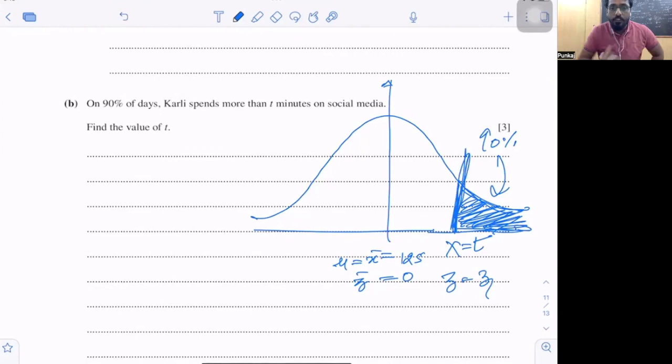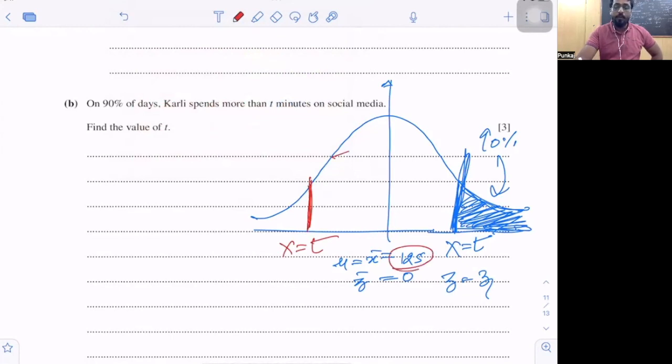Definitely ahead of x equal to t, right? Ahead of x equal to t. So this area under the curve ahead of x equal to t should be 90%, but by looking at the graph, it can be clearly understood that this region that I've shaded cannot become 90%. That's totally wrong, right? But if I now place my t over here, x equal to t, whatever the value is, it will be definitely less than 125.